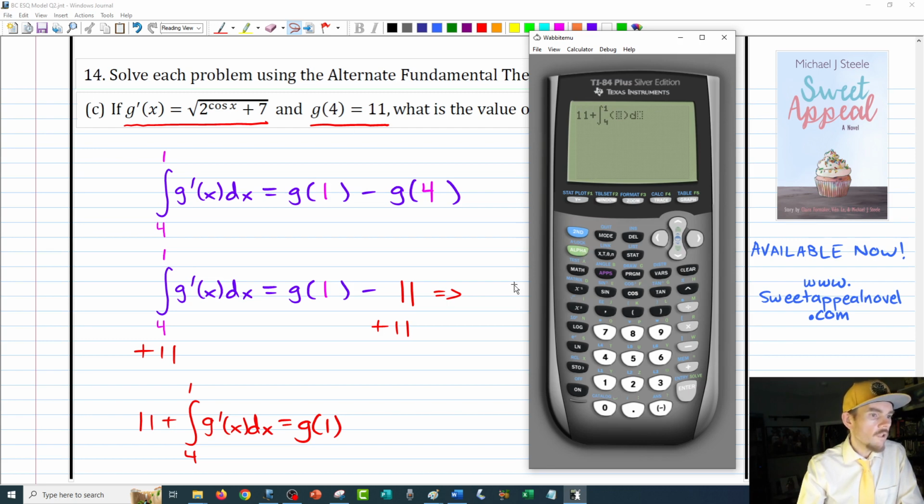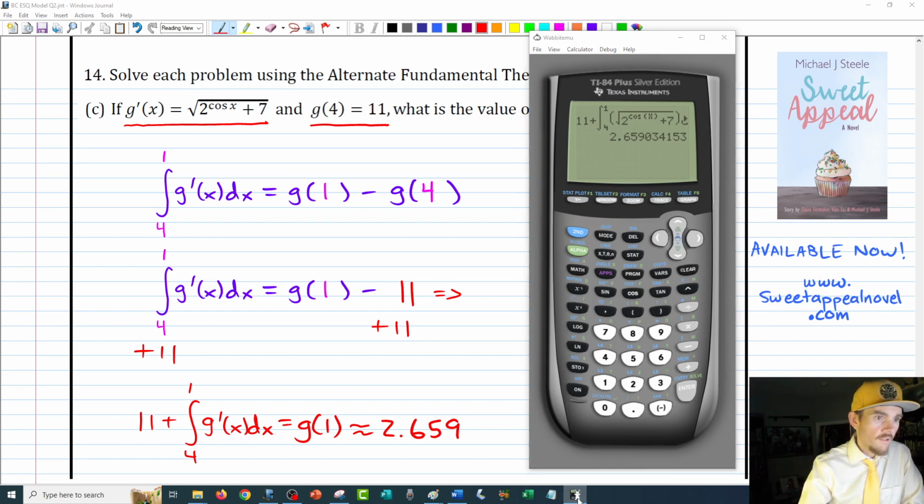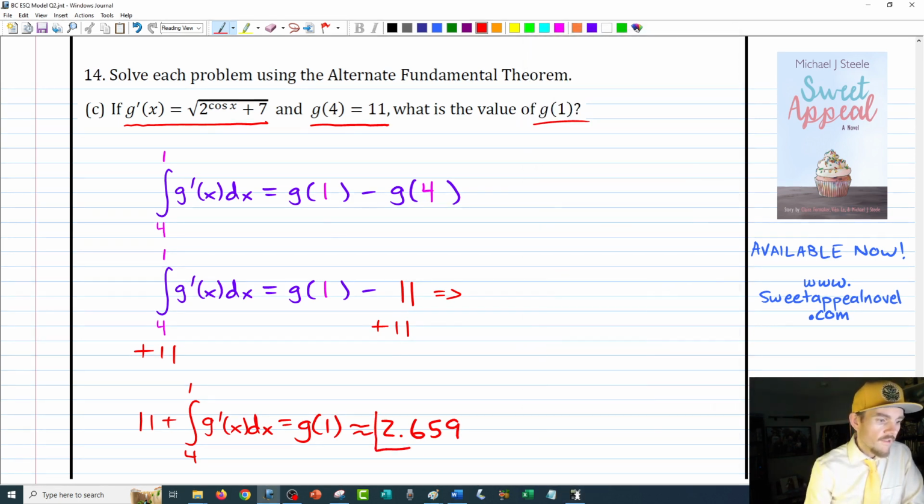And then in our function, I'm going to put in the square root of 2 to the cosine of x plus 7. Make sure that 7 is down, not in the exponent. It's an easy mistake to make. I've made it before. And then finally, this will be in terms of x. 2.659. So it's telling us that g of 1 is approximately 2.659. Let me check one more time because I don't want to ever redo this again. 659, there it is. So there is the approximate value of g of 1.